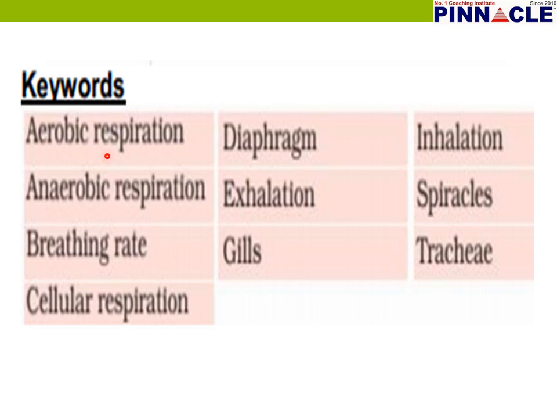Aerobic respiration: what is aerobic respiration? What is anaerobic respiration? What is breathing rate? What is cellular respiration? What is the difference between respiration and breathing? Diaphragm, exhalation, and where the term gills is used. Inhalation, spiracles, the term spiracle has also been used. Trachea is used. All these keywords have been used during our discussion in this chapter. Try to give answers for these keywords. All the best.